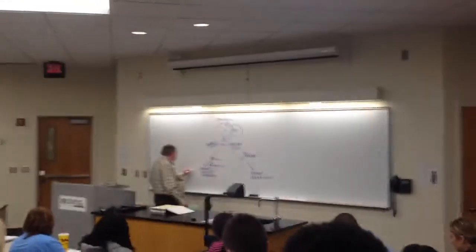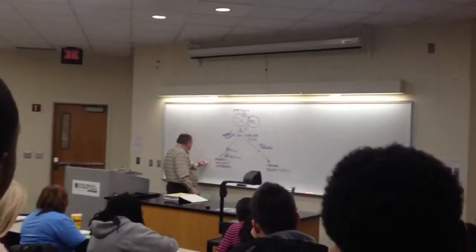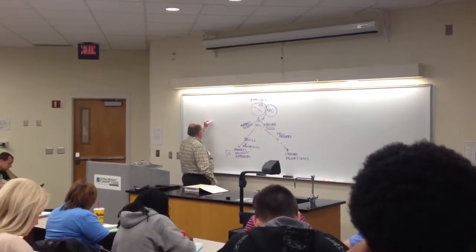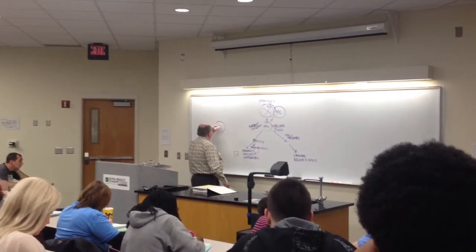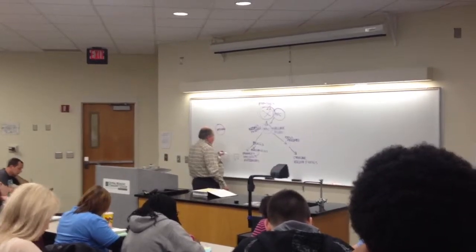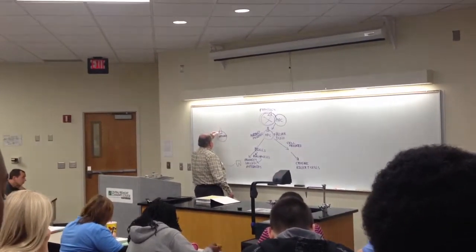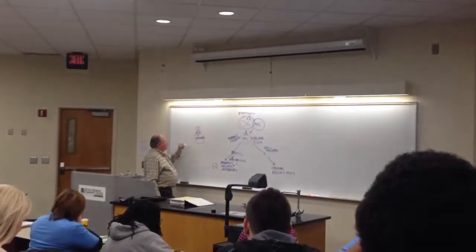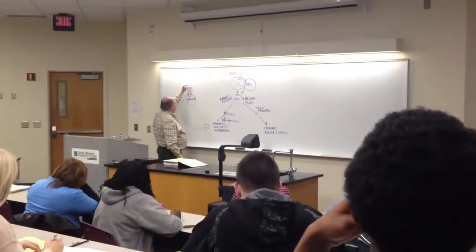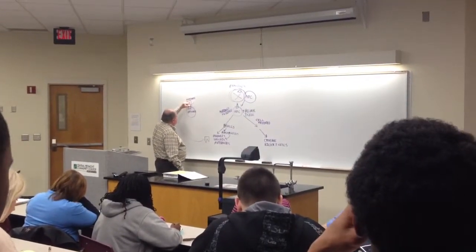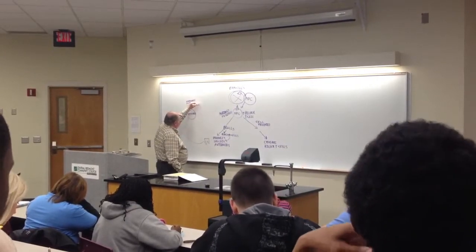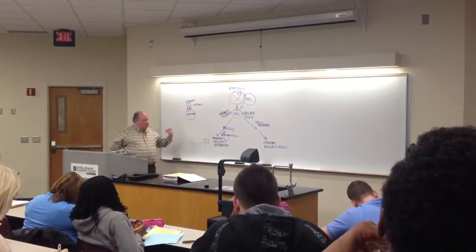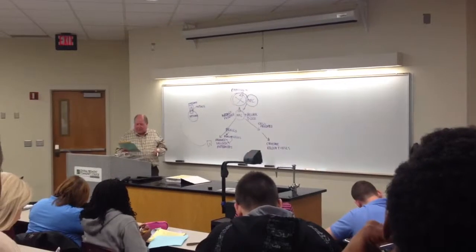So here are the antibodies released by the plasma cells, and over here is our pathogen. And when the antibodies are released, the antibody attaches itself to the antigen. And this causes all kinds of complications for the pathogen.